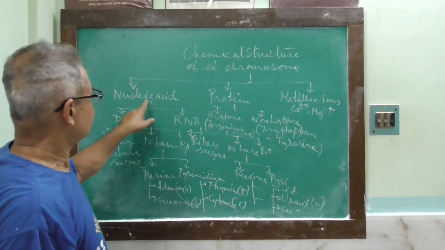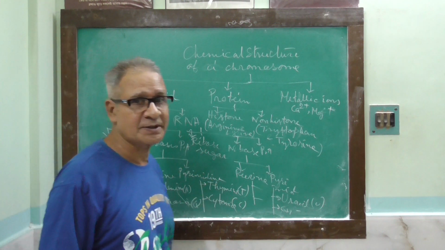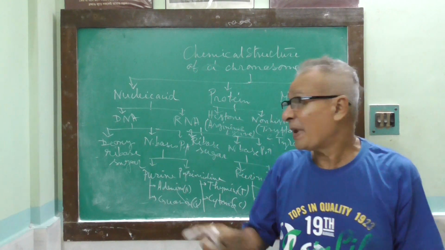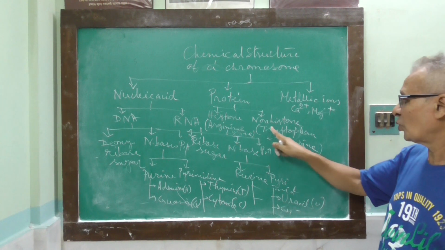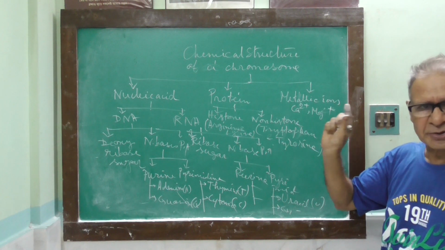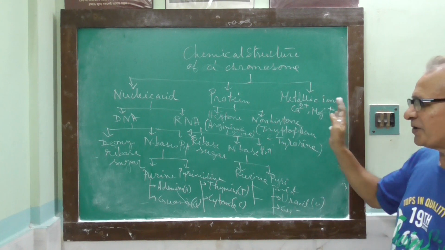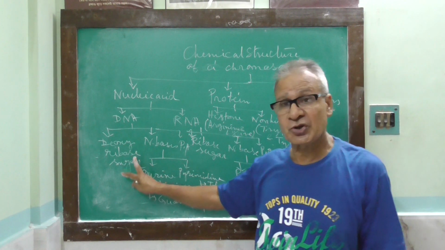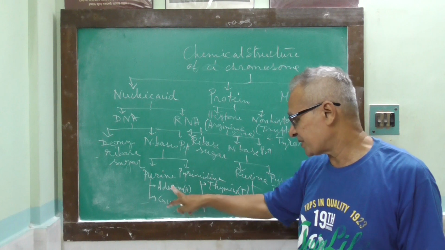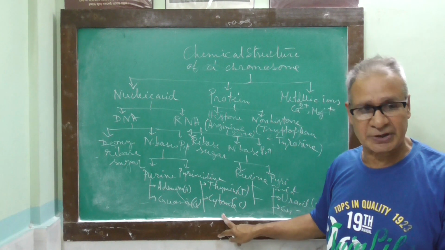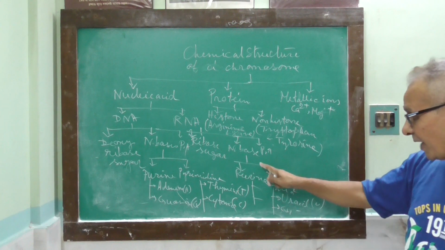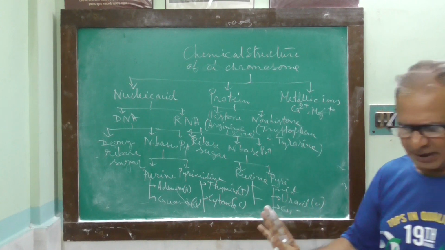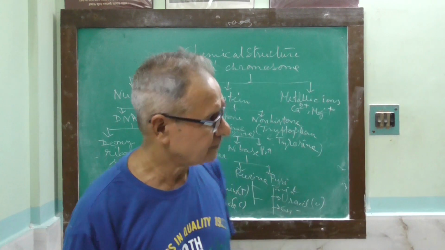So you see, the chromosome consists of nucleic acid, mainly DNA, and also a small part of RNA, mainly histone protein and also non-histone protein, and small traces of metallic ions. The DNA, you know the structure of the DNA, where the sugar is deoxyribose and the nitrogen bases adenine, guanine, thymine and cytosine. But in case of RNA, the nitrogen bases are adenine, guanine, uracil and cytosine. It is the chemical structure of chromosome.